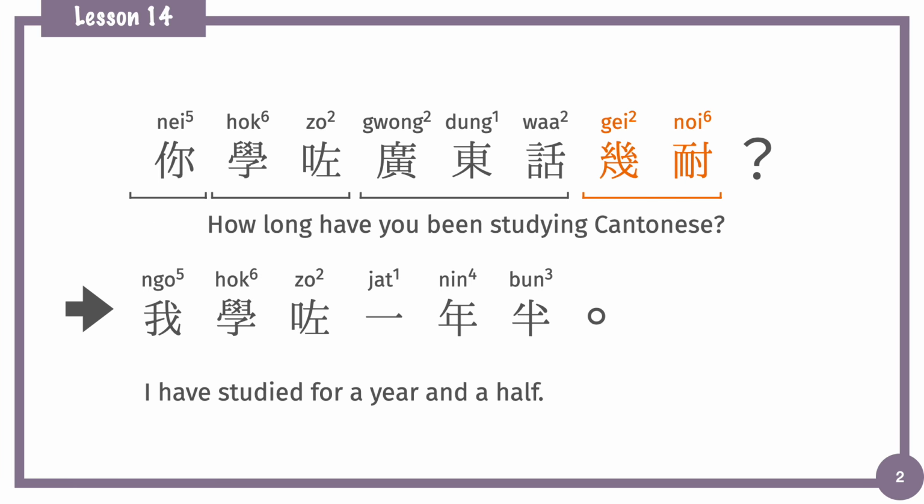And for answer, we can say 我學咗1年半, I have studied for a year and a half. Or we can say 我學咗廣東話1年半. Here we skipped 廣東話 because it's in a conversation. What we are talking about is really clear. So when we are clear about the things that we are talking about, we always skip it. Or we can skip more things in this sentence. We can skip 學咗 or 我學咗. Also, we can just answer by 1年半. It's also okay because it's in a conversation.